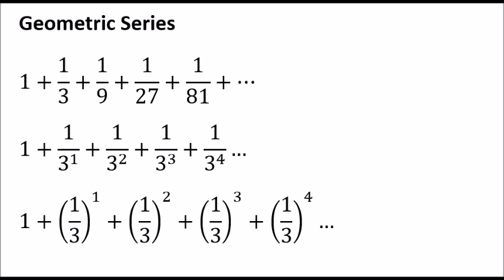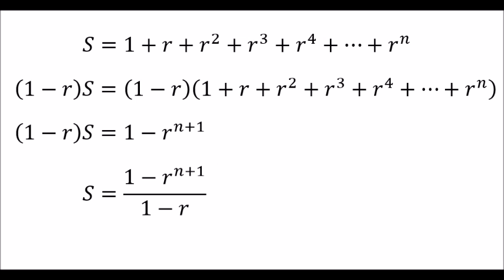That can be expressed as a sum s equal to 1 plus r plus r squared plus r cubed, etc., etc. This continues indefinitely, as shown by the last term r to the n, where n can be an arbitrarily large number. Next, multiply both sides by 1 minus r. Some algebra will show the simplified form in the third line.